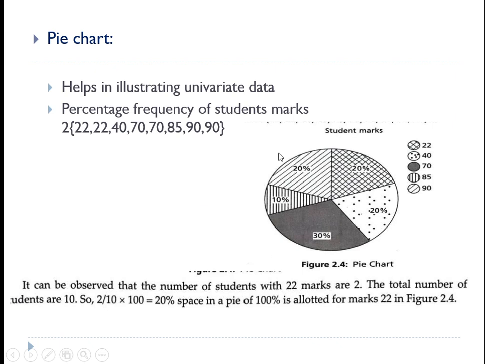So the pie chart will help us to understand that 20% of students have marks in the range of 90, right? The pie chart is helping us to illustrate the univariate data, basically giving us a frequency distribution in a very easy way. You can see that 20% of students have got marks in the range of 22. 20% of students here have got marks of 40, and 30% of students, right, they've got marks in the range of 70. So it's a very good way of illustrating the frequency distribution of the data set.